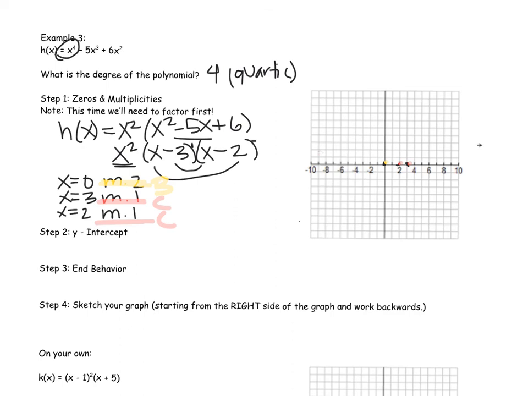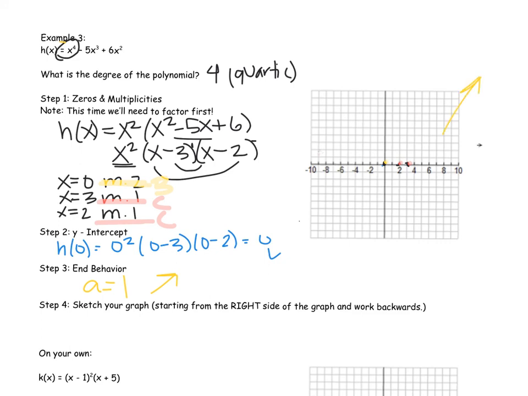Next, we want to find out what the y-intercept is. So that means we need h of 0, which is just 0 squared times 0 minus 3 times 0 minus 2, which is just 0. So I actually already had my y-intercept. Next, I need to talk about end behavior. Well, our a value here is just 1. So since a is 1, we know that this graph goes up at the end. And we're ready to graph.